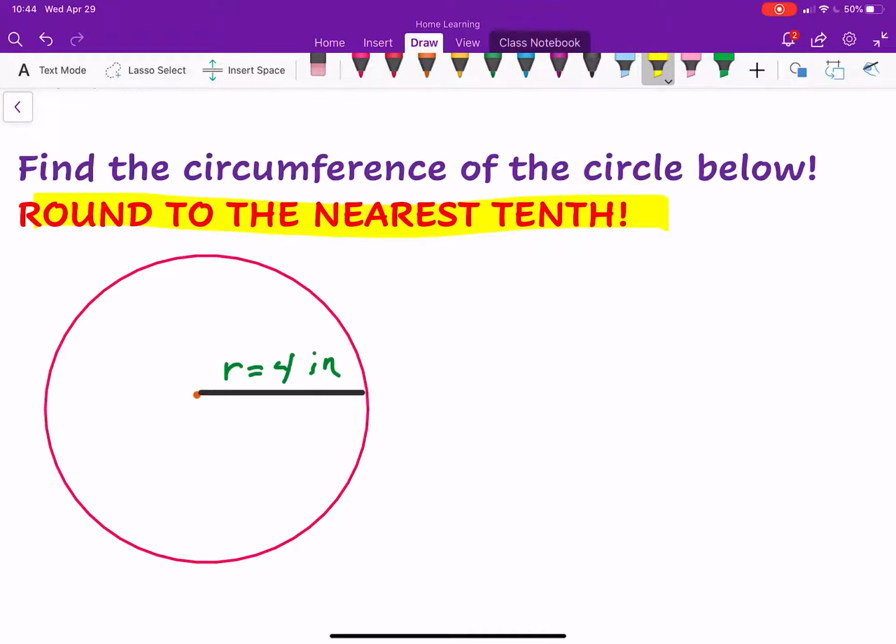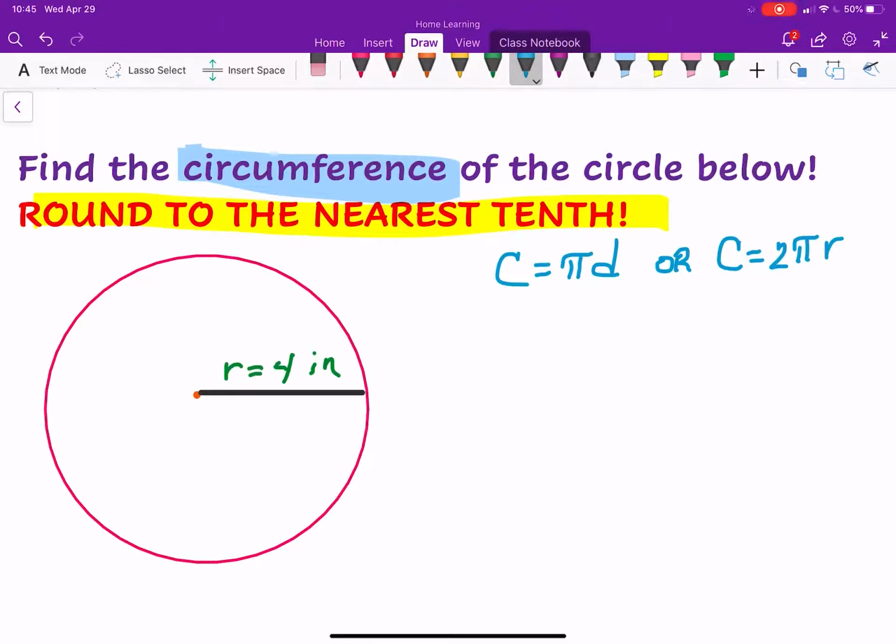So I have a circle and it's giving me a radius that is equal to 4 inches. And it's asking me to find the circumference. Now remember, we have two formulas, although it's the same exact one, it varies a little bit. So I'm just going to write these two formulas down really quickly. For circumference, we have circumference equals pi times the diameter, or we have circumference equals 2 pi times r.